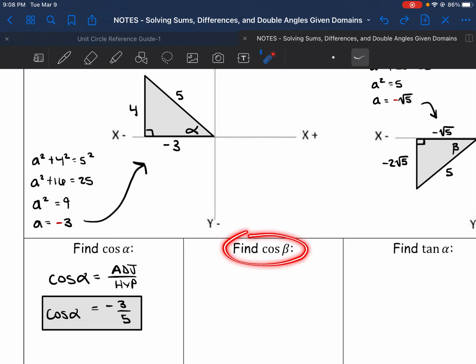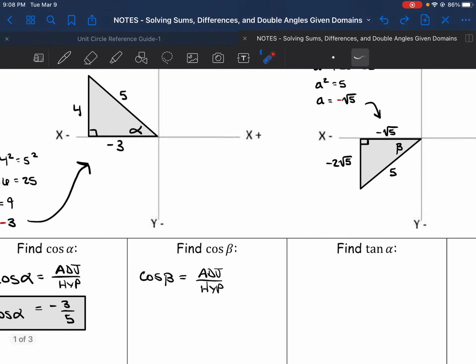Next, we're going to do the cosine of beta. Cosine of beta, well, it's still cosine, so it's still adjacent over hypotenuse. And we're looking at angle beta now. Well, adjacent to angle beta is negative root 5. And the hypotenuse is 5. So the cosine of angle beta is negative root 5 over 5.